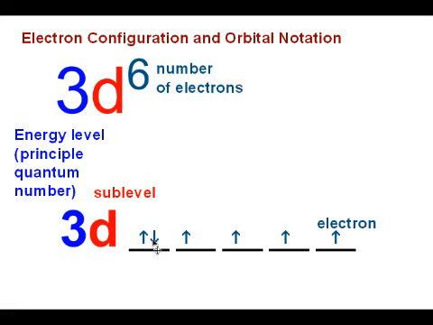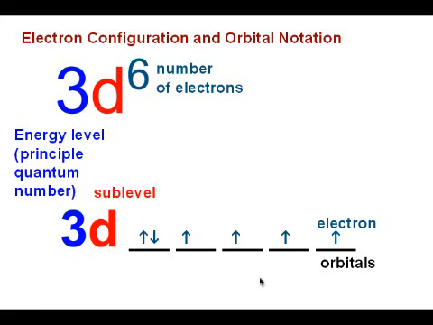2 electrons can fit in each of the orbitals. The orbitals are designated by horizontal lines. This shows 5 orbitals in the D sublevel, and there are 2 electrons that can fit in each one.